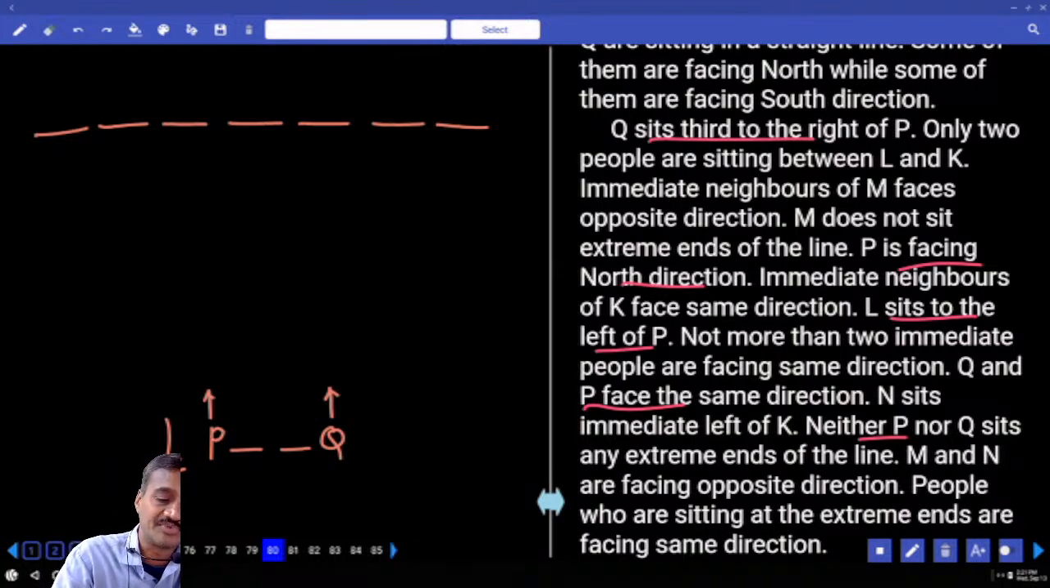L is to the left of P, is given. Then can we start with P at this place? P is here and Q is here, and both the persons are not. Then in this case L must be to the immediate left.